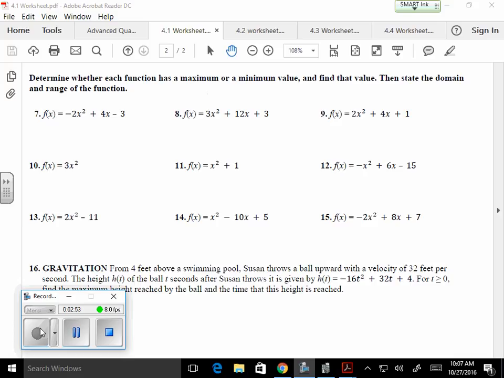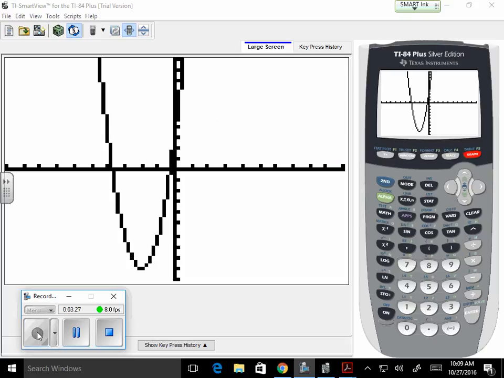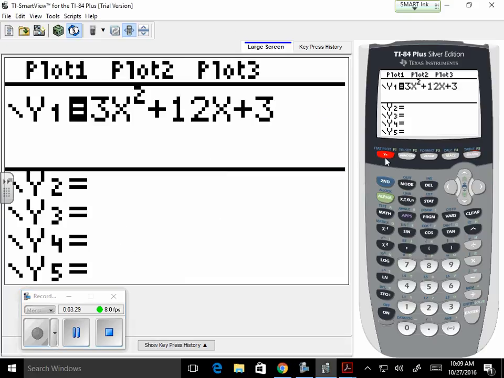On questions 7 through 15, I'm asked to determine whether each function has a maximum or a minimum and find that value, and then state the domain and range of the function. We'll first look at problem number 8. The first thing I'm going to do is take this equation and plug it into y equals, into y1, on my calculator. So I plug the equation into y equals on the calculator, and I go to my graph.